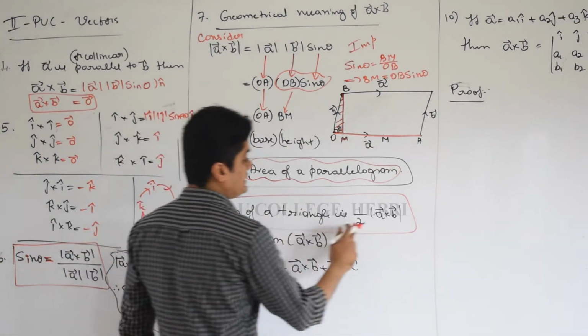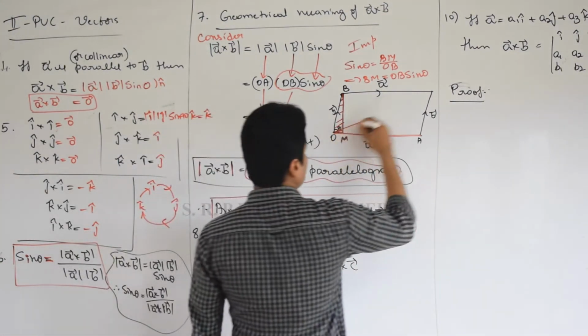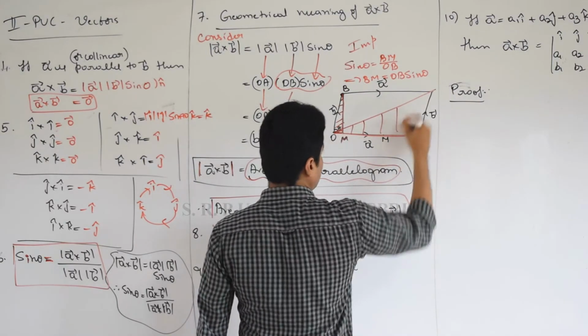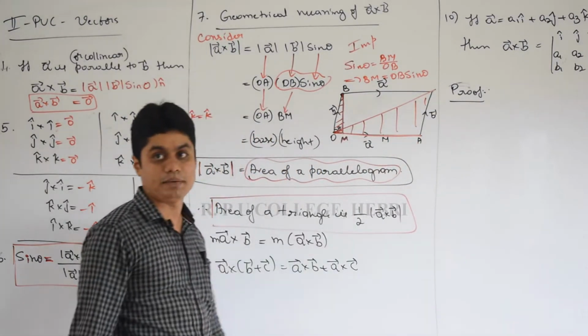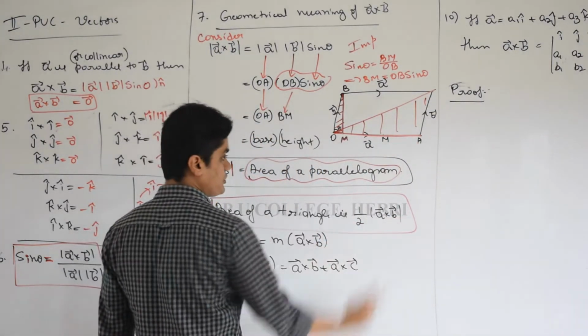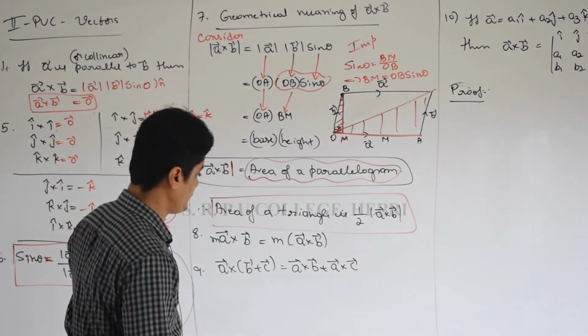Then the area of a triangle is half. Suppose you want to find this region. It is exactly half of the area of the parallelogram. So it is half into the magnitude of vector a cross b.